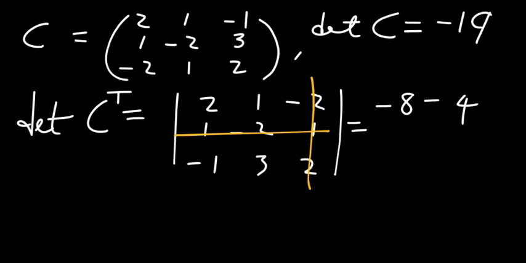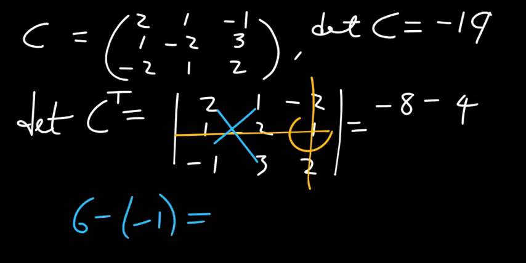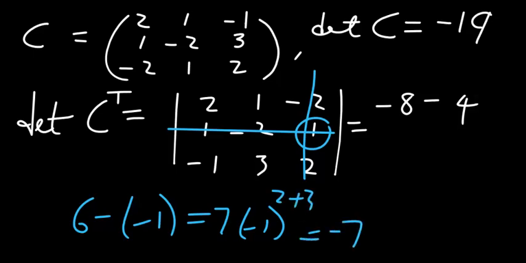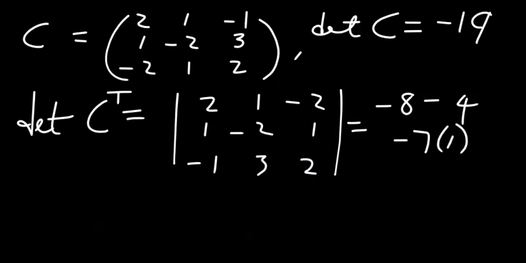Now let's do the last element, namely 1. So this times this is 6 minus 1, so that is 7. The parity of that, row number 2, column number 3, 2 plus 3, so you get minus 7. So minus 7 times that 1 is just minus 7. And you see, you get minus 19, just like for C. Confirming theorem number 1, which says the determinant of a square matrix equals the determinant of its own transpose.